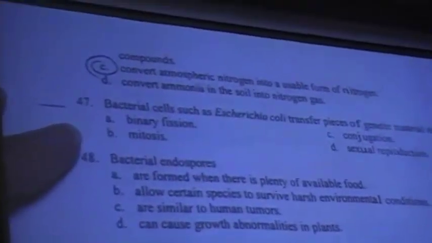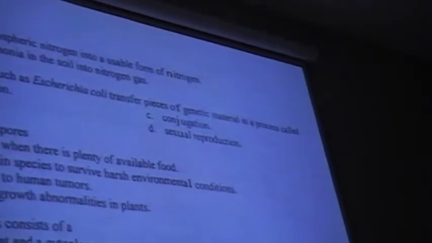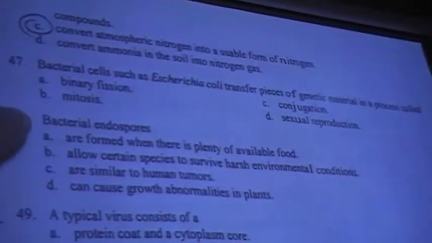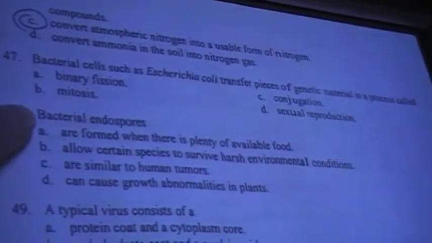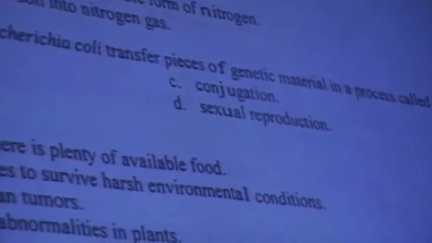47, bacterial cells such as E. coli transfer pieces of genetic material in a process called conjugation. Conjugation. C.